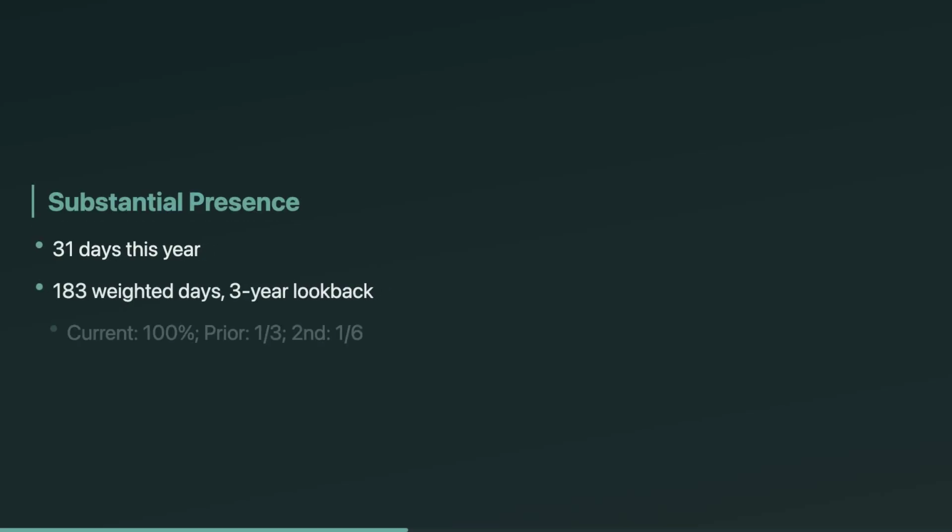No green card? Then you look at the substantial presence test. Two hurdles. First, at least 31 days in the US in the current year. Second, at least 183 weighted days over the current year plus the 2 prior years. All current year days, 1/3 of last year, and 1/6 of the year before that. Exam tip: write the fractions immediately so you don't flip them.